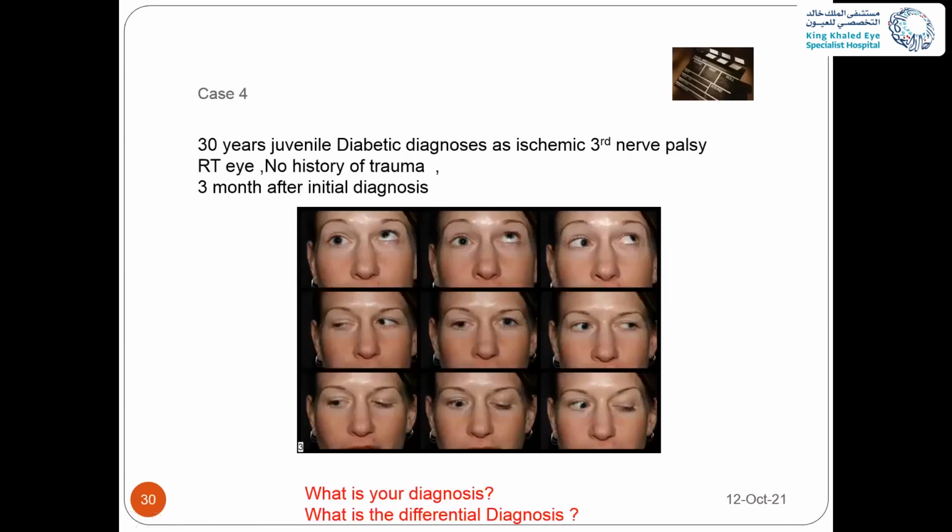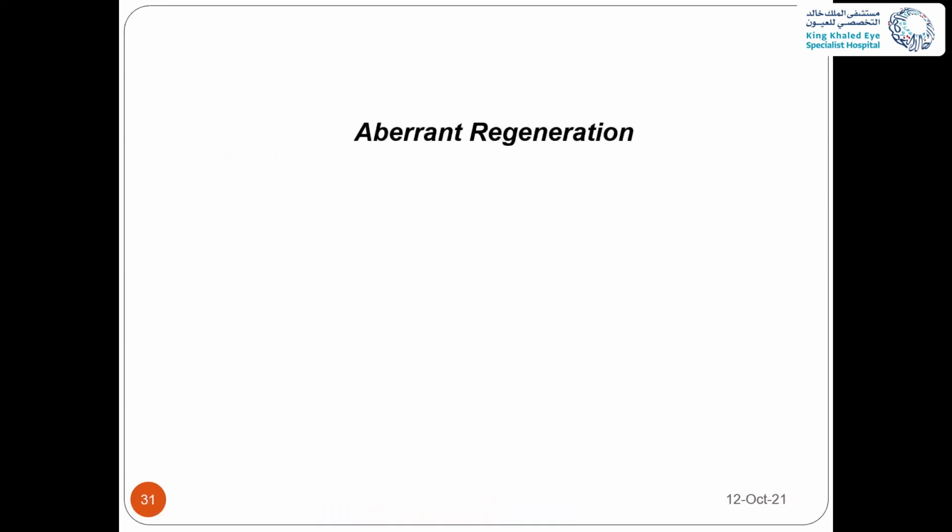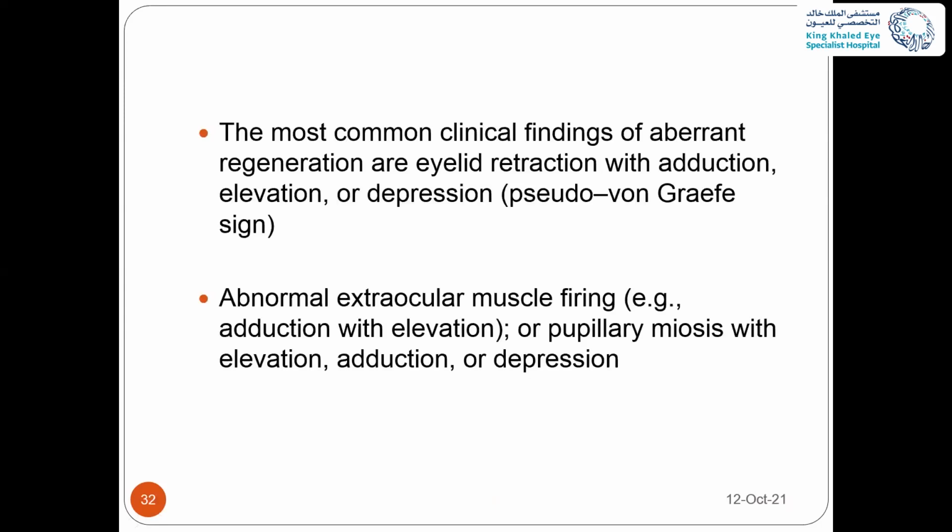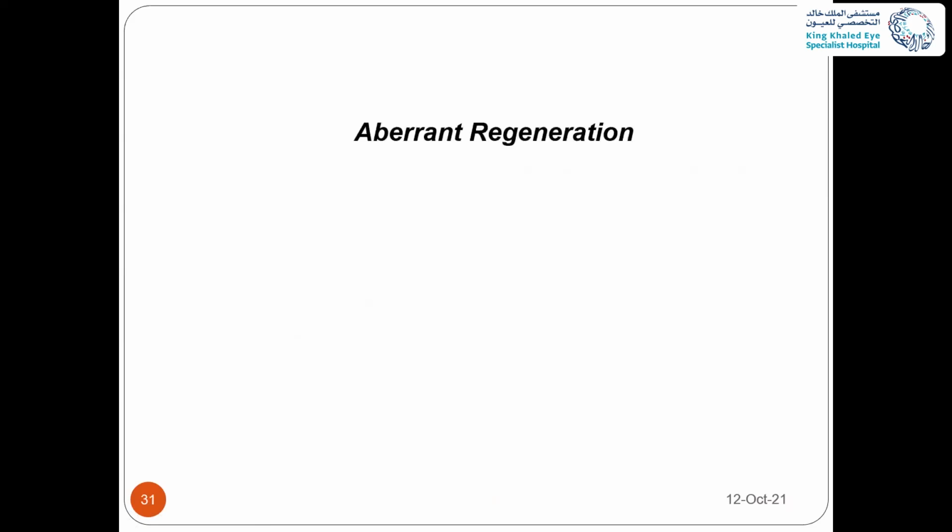The eyelid goes up. So what is this finding? What is this abnormal extraocular motility here? So what's the diagnosis and what is the differential diagnosis here? Although our diagnosis was third nerve palsy secondary to vasculopathy, we have to change our diagnosis because what we have here is apparent regeneration.